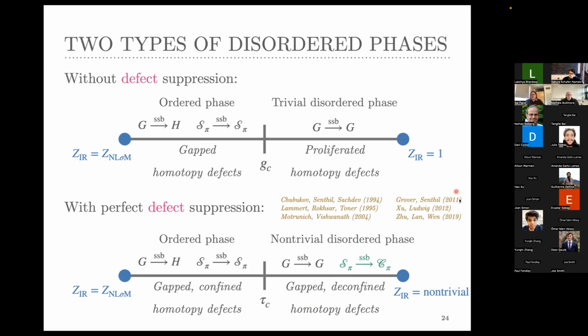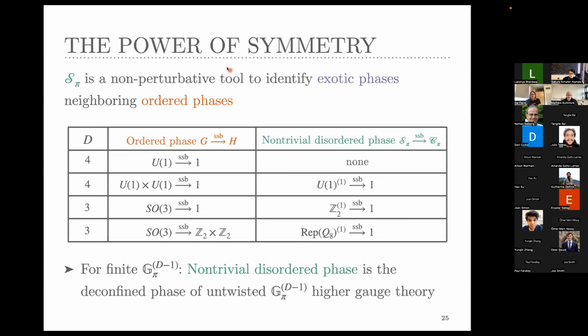While there have been examples of this in the literature before, I really think the perspective to take is that these generalized symmetries offer a unifying framework to think of these non-trivial disordered phases. In addition to giving a framework to think about them, I think it also emphasizes one of the powerful aspects of symmetry, where it's a non-perturbative tool that we can use to identify these exotic phases neighboring ordered phases. You can be given information of the ordered phase, you can identify the symmetry, and then you can make statements about what possible non-trivial neighboring disordered phases there could be.